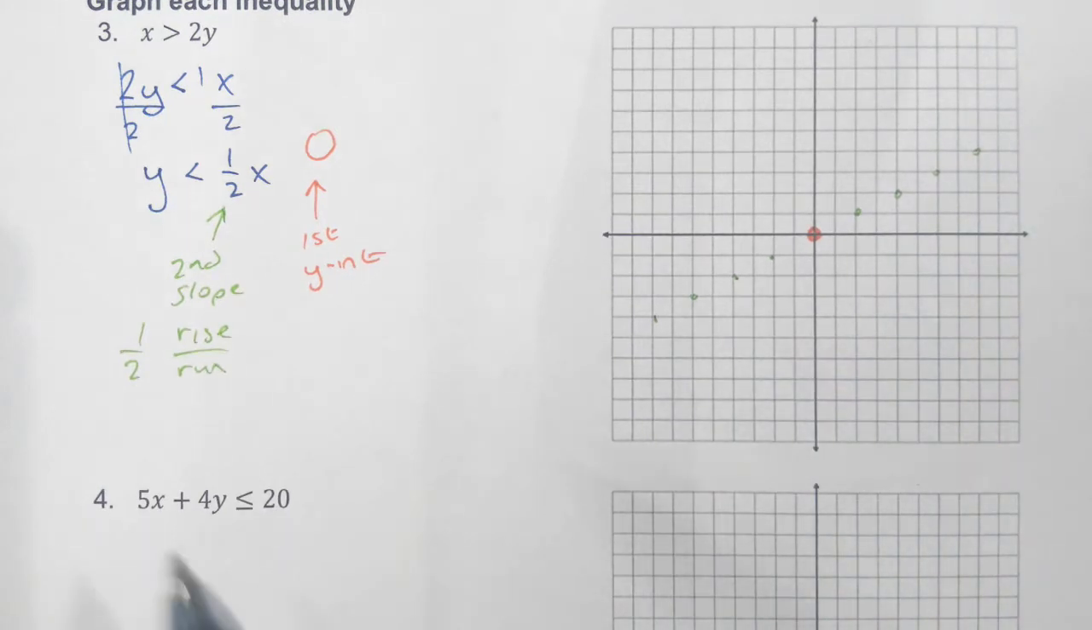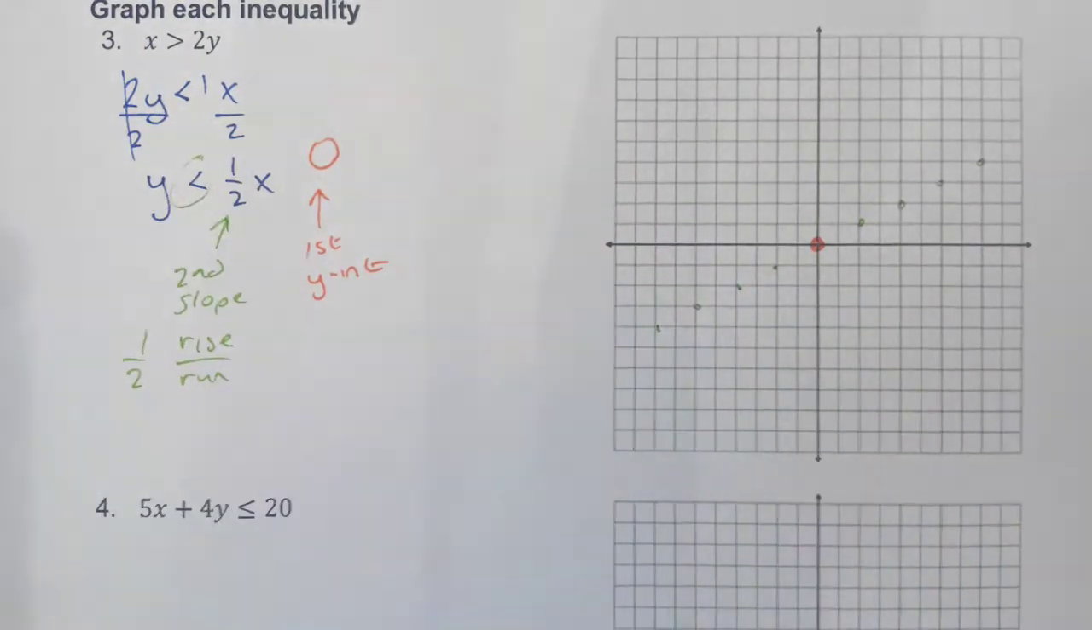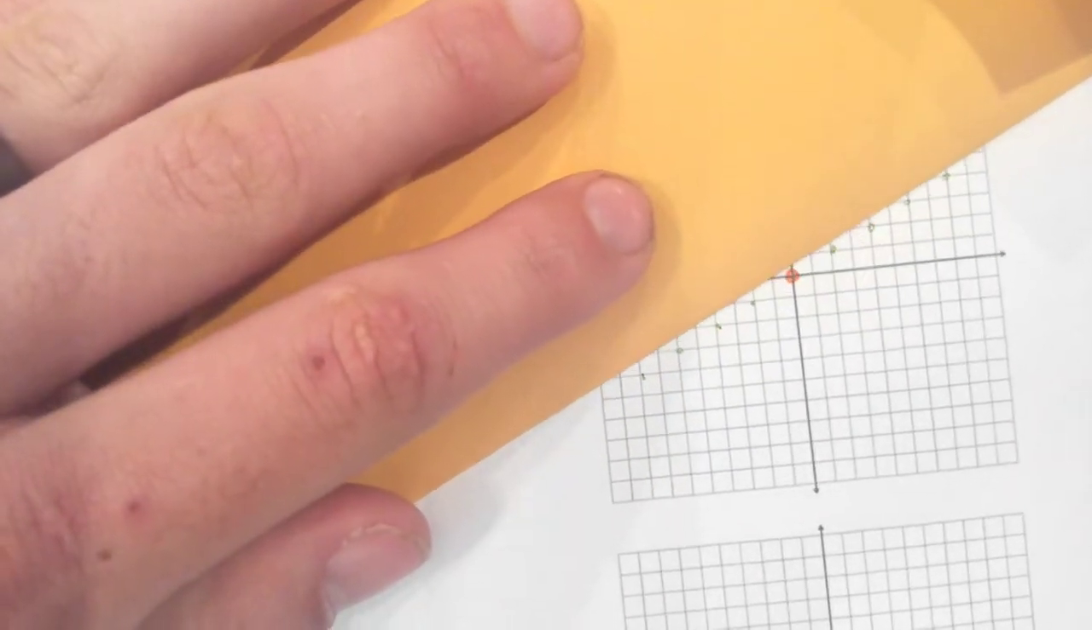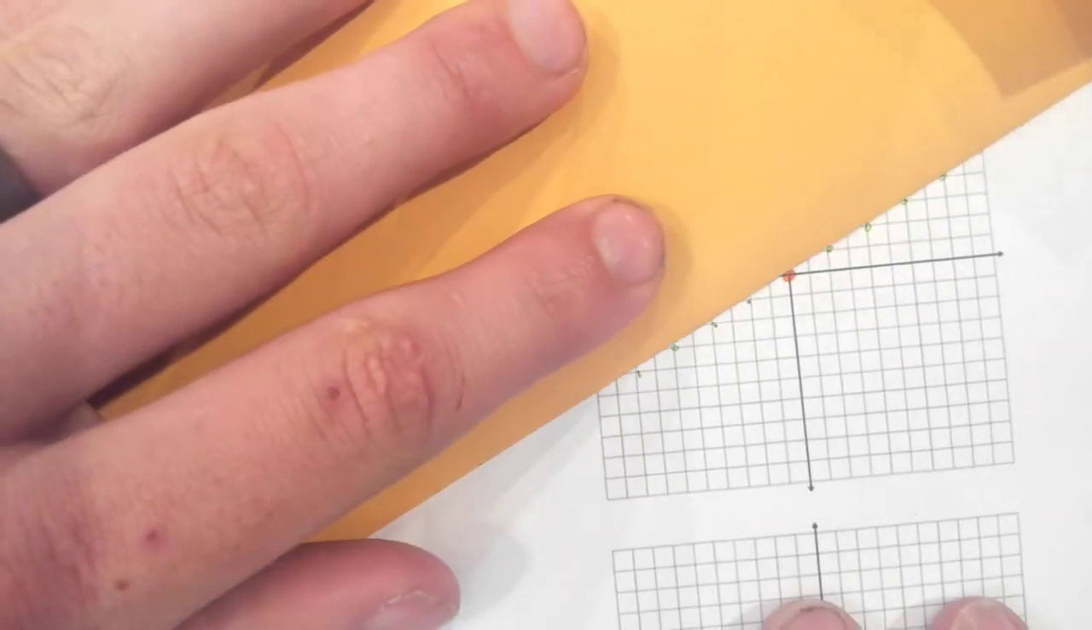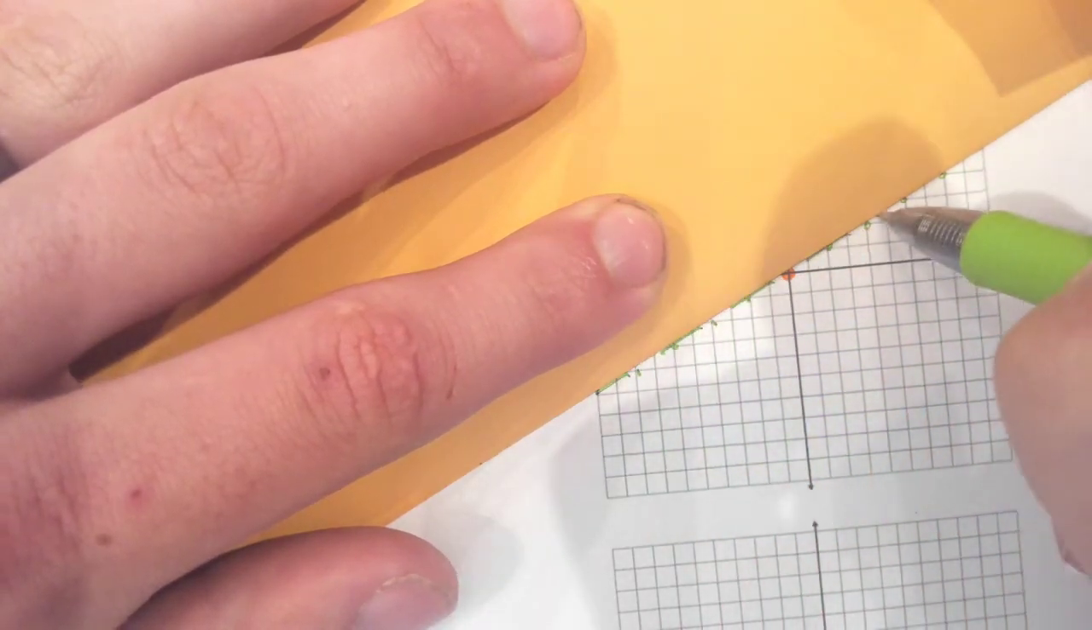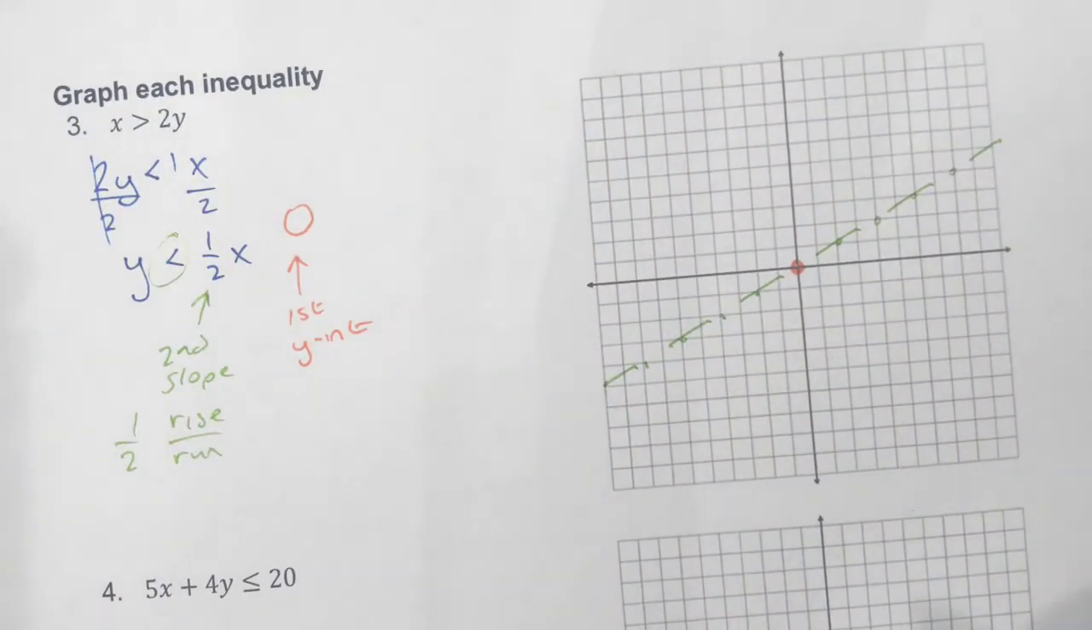Okay, then always check your symbol. Our symbol this time is going to be a dashed line. So before you draw that line, be careful. So we're going to make this nice and dashed. How nice is that? So nice.